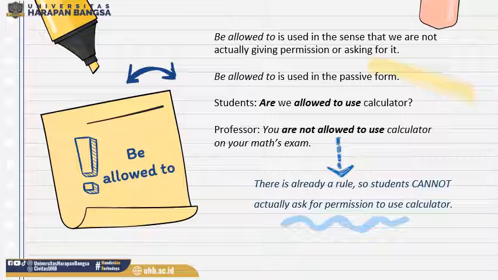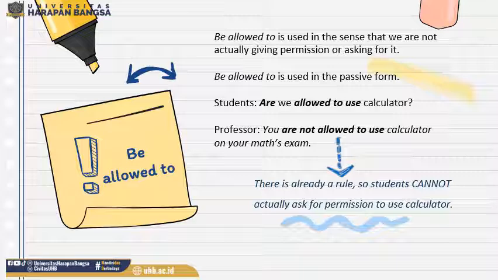Misalnya, ada students bilang, are we allowed to use calculator? Apakah kita diizinkan untuk memakai kalkulator? Kemudian profesornya bilang, you are not allowed to use calculator on your math exam. Anda tidak diizinkan untuk memakai kalkulator di tes matematika. Nah, jadi kata be allowed to di sini dipakai untuk memastikan sebenarnya kita boleh nggak sih pakai kalkulator? Apakah kita diizinkan untuk memakai kalkulator? Nah, si profesor memastikan lagi, no, tidak. Anda tidak diizinkan untuk memakai kalkulator.